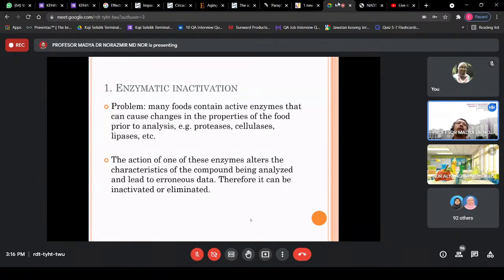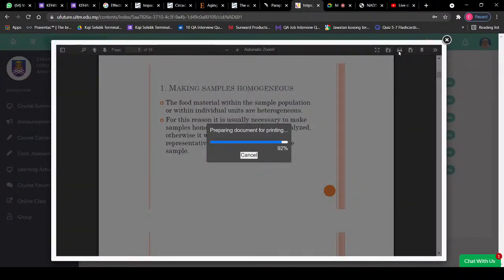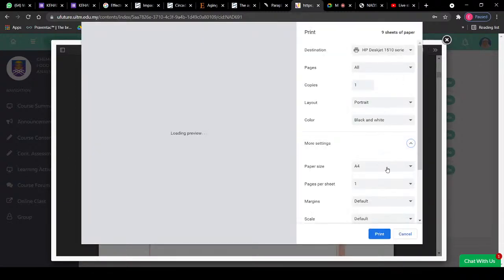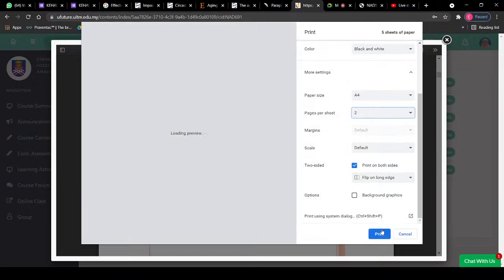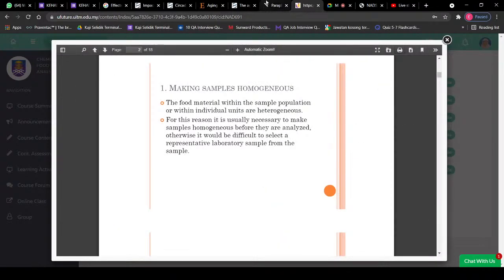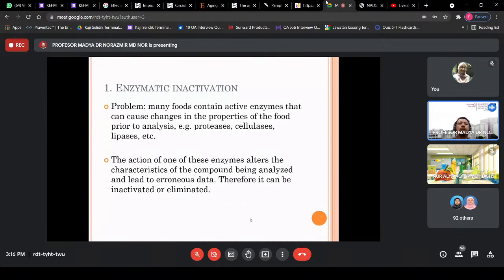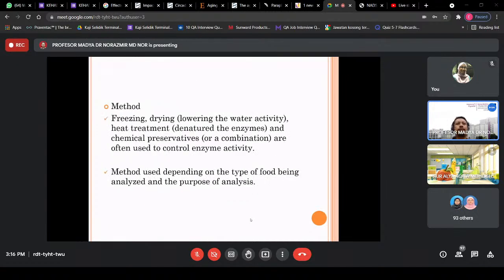A number of methods can be applied to minimize these changes, as follows. First, we have enzymatic inactivation. We must ensure there is no enzymatic process occurring in the sample. Many foods contain active enzymes that can cause changes in the properties, like protease, cellulase, lipase. The action of one of these enzymes alters the characteristics of the compound being analyzed, so it will lead to erroneous data. Therefore, it must be inactivated or eliminated.